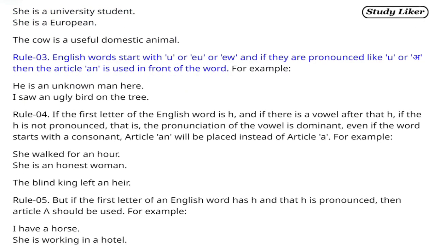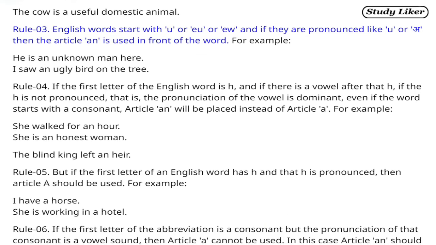Rule 03. English words start with U or EU, and if they are pronounced like a short vowel, then the article an is used in front of the word. For example, he is an unknown man here. I saw an ugly bird on the tree.